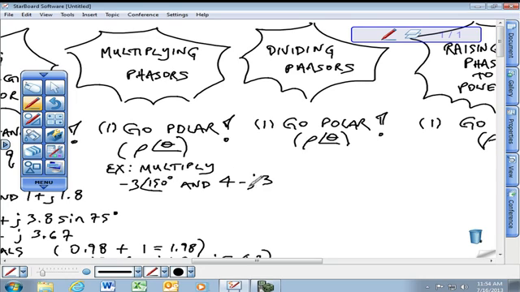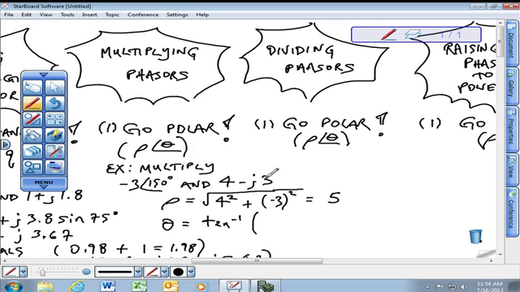So here we go. We want to basically convert the rectangular form of this to polar. So think about how we would do that. So we're going polar. Rho is going to be, of course, the square root of r squared plus q squared. That's going to be 4 squared plus -3 squared. And when you work that out, you end up with 5. And theta is going to be the inverse tan of q divided by r. That's -3 divided by 4.